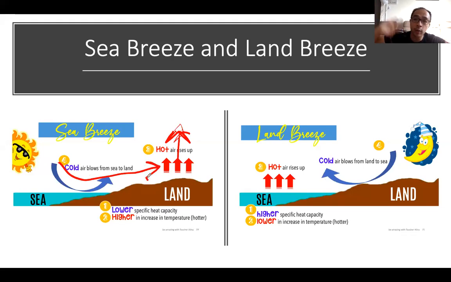Okay, because hot air always rises. Udara panas sentiasa naik. So when hot air rises up, then we need air to replace it lah. So the cold air will blow in from here. So we call this breeze the sea breeze.